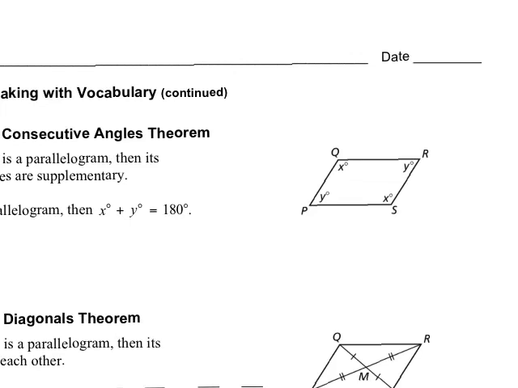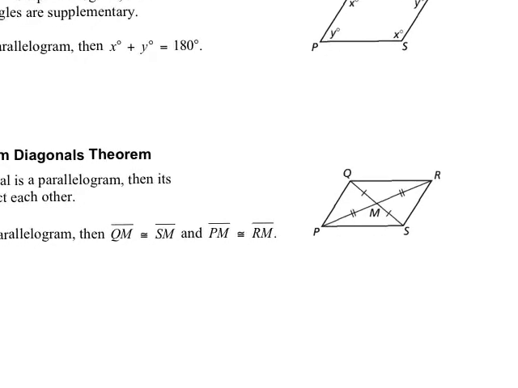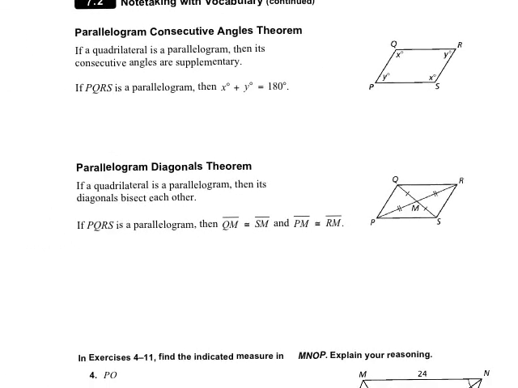Opposite angles are congruent or equal, right? Consecutive angles are supplementary. So now that we're all awake, opposite angles are congruent or equal. I gave you the answer. Consecutive angles are supplementary. Okay, so those are our two angle rules for parallelograms. We have one more theorem, which tells me the diagonals bisect each other. So what does the word bisect mean again?